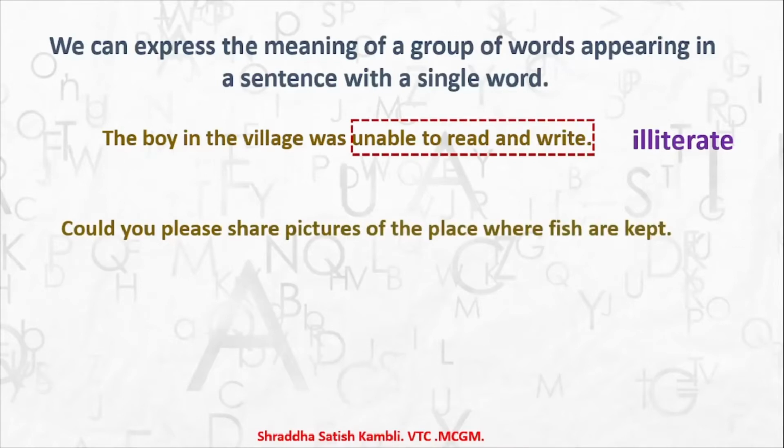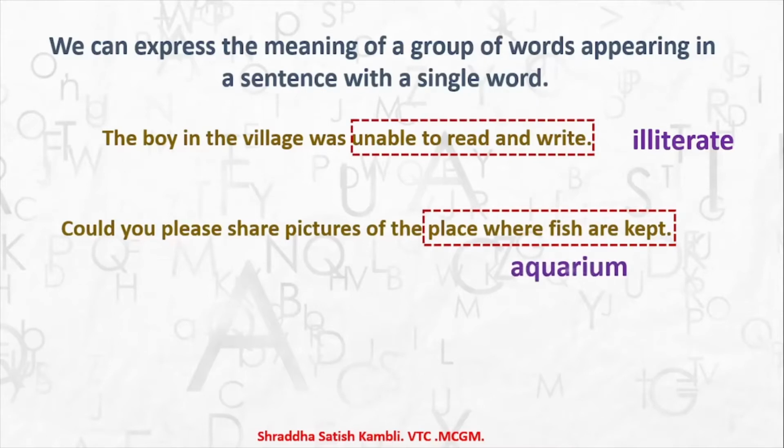So look at sentence number 2. Could you please share pictures of the place where fish are kept? So see here, could you please share pictures of the place where fish are kept? Which is the place where fish are kept? What is it called? It is called an aquarium. So you could also say, could you please share pictures of the aquarium? So aquarium is one word which can be used instead of the phrase place where fish are kept.